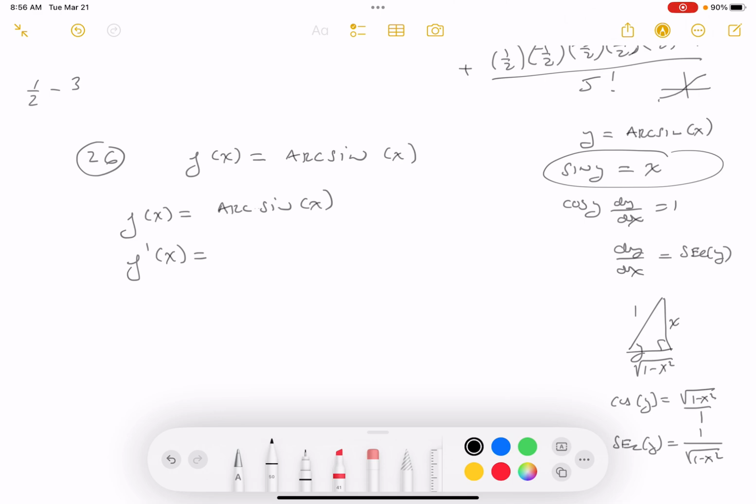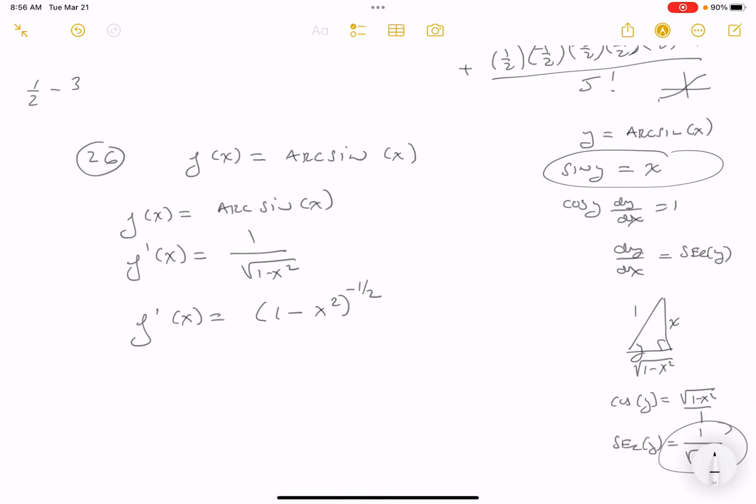is going to be, I'm seeing this over here, and that's going to be the derivative, right? We just did that. And it's going to be dy dx is secant of y. And we found the secant of y is going to be 1 over the root of 1 minus x squared. So what I'm going to do is write it down a little bit differently. I'm going to write it down as 1 minus x squared to the minus 1/2. All right? And that reminds me of that binomial expansion. And I need to rewrite a little bit differently.